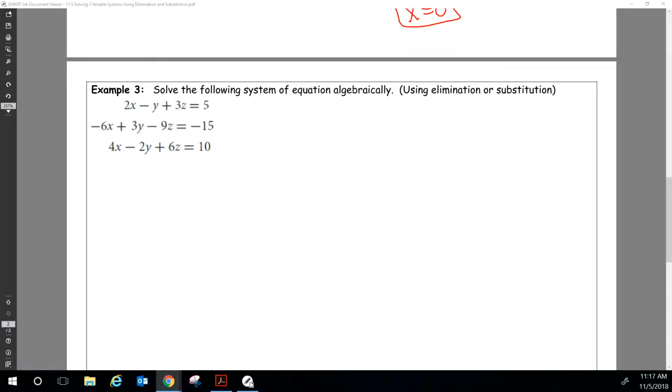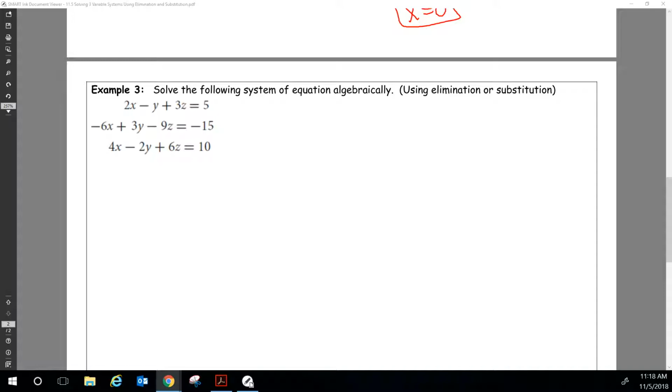Right, guys, here's part 2. We're looking at example number 3, trying to solve this 3-variable system. When I look at it, I don't see anything that lines up that would cancel out. Like x variables, coefficients are all different, the y's are all different.